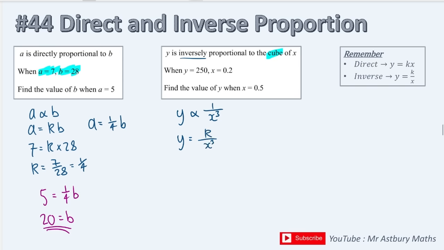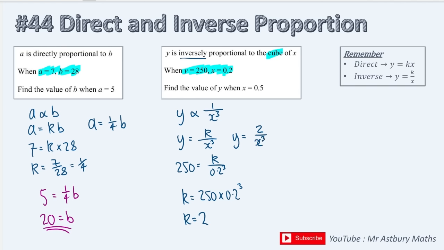And then we take our conditions and we sub in. So y is 250, and that's equal to k over 0.2 cubed. So to find k, I would need to multiply 250 by 0.2 cubed. And this gives me that k is equal to 2. So now my new formula becomes y is equal to 2 over x cubed.